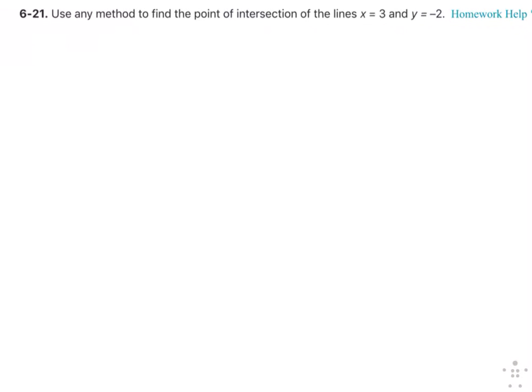Okay, 621 is kind of a trick question, but first you have to understand that x equals 3 is a line, right? And y equals -2 is a line. So again, you don't need to graph these to do this problem, but I just want to show you what they're actually asking for. So x and y.